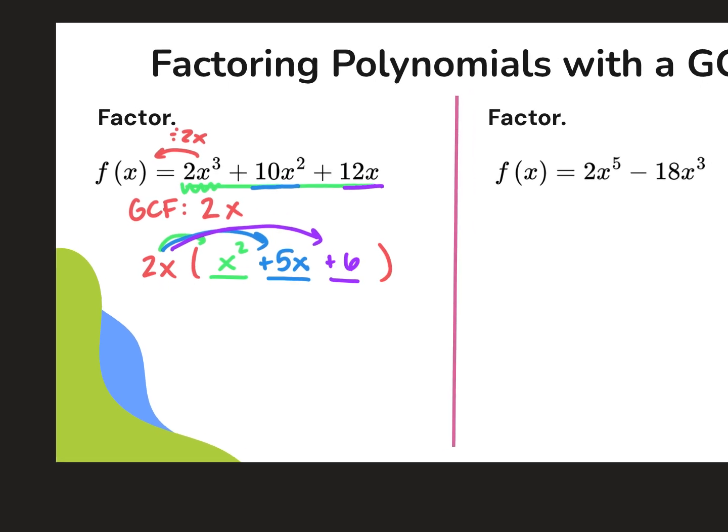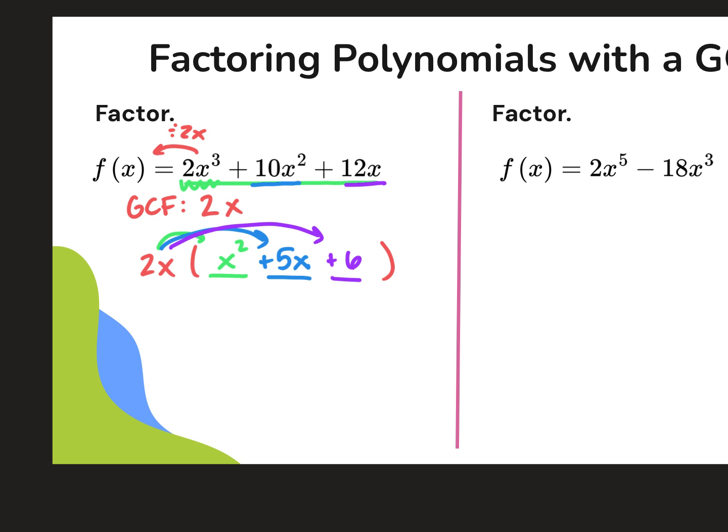When checking to see if you are done, you have to make sure that you can't factor any more. If you can factor further, then you need to factor as much as possible. So looking at my parentheses, x squared plus 5x plus 6 is factorable. That's my trinomial where I have x squared in the front. I can find two numbers that multiply to 6 and add to 5. They are 3 and 2. So my parentheses factors further, breaks down into x plus 3 and x plus 2.